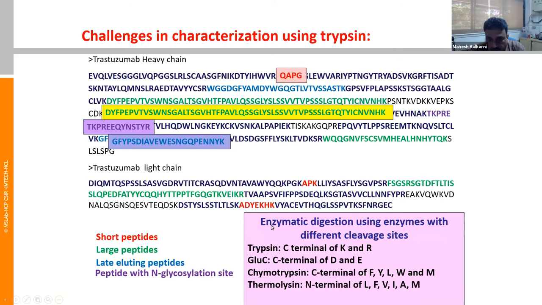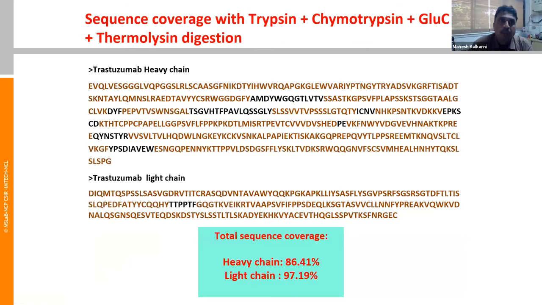So we used different proteases like trypsin, GluC, chymotrypsin, and thermolysin. So you know that trypsin cleaves at the C-terminus of lysine and arginine, GluC at the C-terminus of aspartic acid and glutamic acid, chymotrypsin at aromatic amino acids and methionine, and thermolysin at the N-terminus of leucine, phenylalanine, valine, isoleucine, methionine, and alanine.